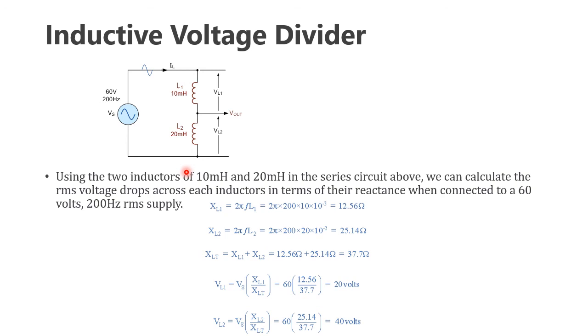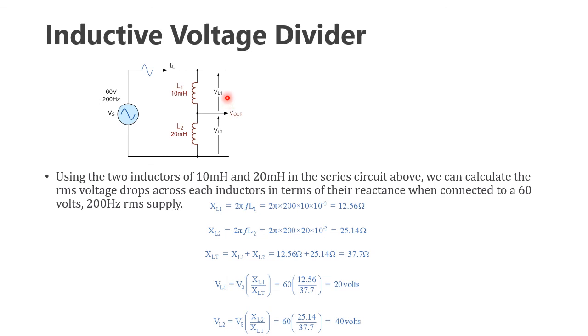The total equivalent reactance of the inductors can be calculated as XL1 plus XL2, because these two inductors are connected in series. So the total equivalent reactance of the inductors will be equal to the sum of each reactance of the inductors. The reactance of the inductor L1 is 12.56 ohm and the reactance of the inductor L2 is 25.14 ohm. So that will be equal to 37.7 ohm.